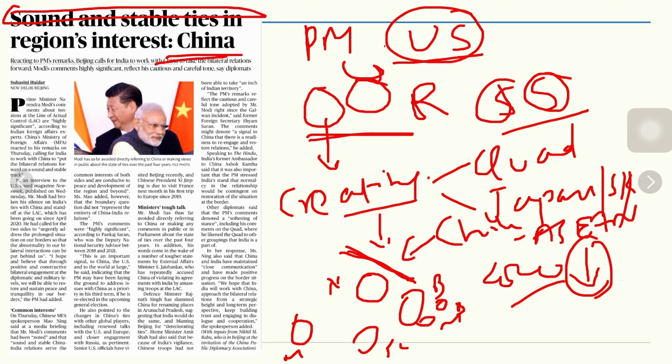You must understand what salami slicing is. It's a technique by which you move forward 2 inches, then you come back 1 inch or 1.5 inches, and then you show that you have acquired at least half an inch or 1 inch. So this is how salami slicing is done. Piece by piece, you then march into the territories of other countries.